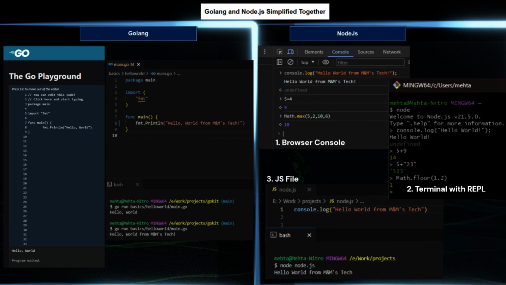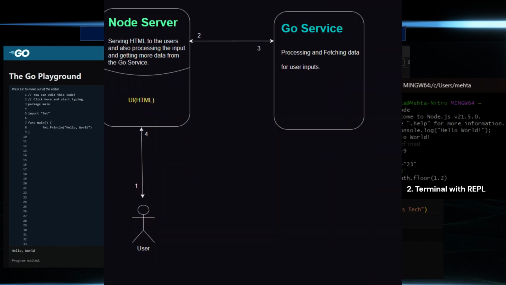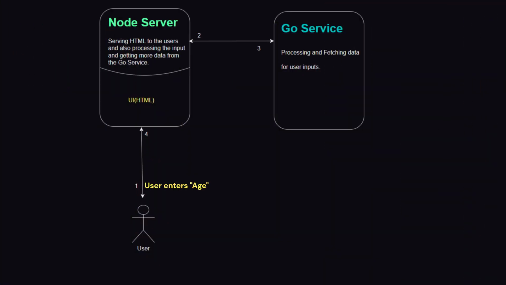Hello everyone, in the last session, we saw how to create our first Hello World program in different ways on Go and Node.js. Before starting the basics of the two languages in our next session, I just want to demo a simple microservice web app using Node.js as the main server and communicating with another Go service to process user data.